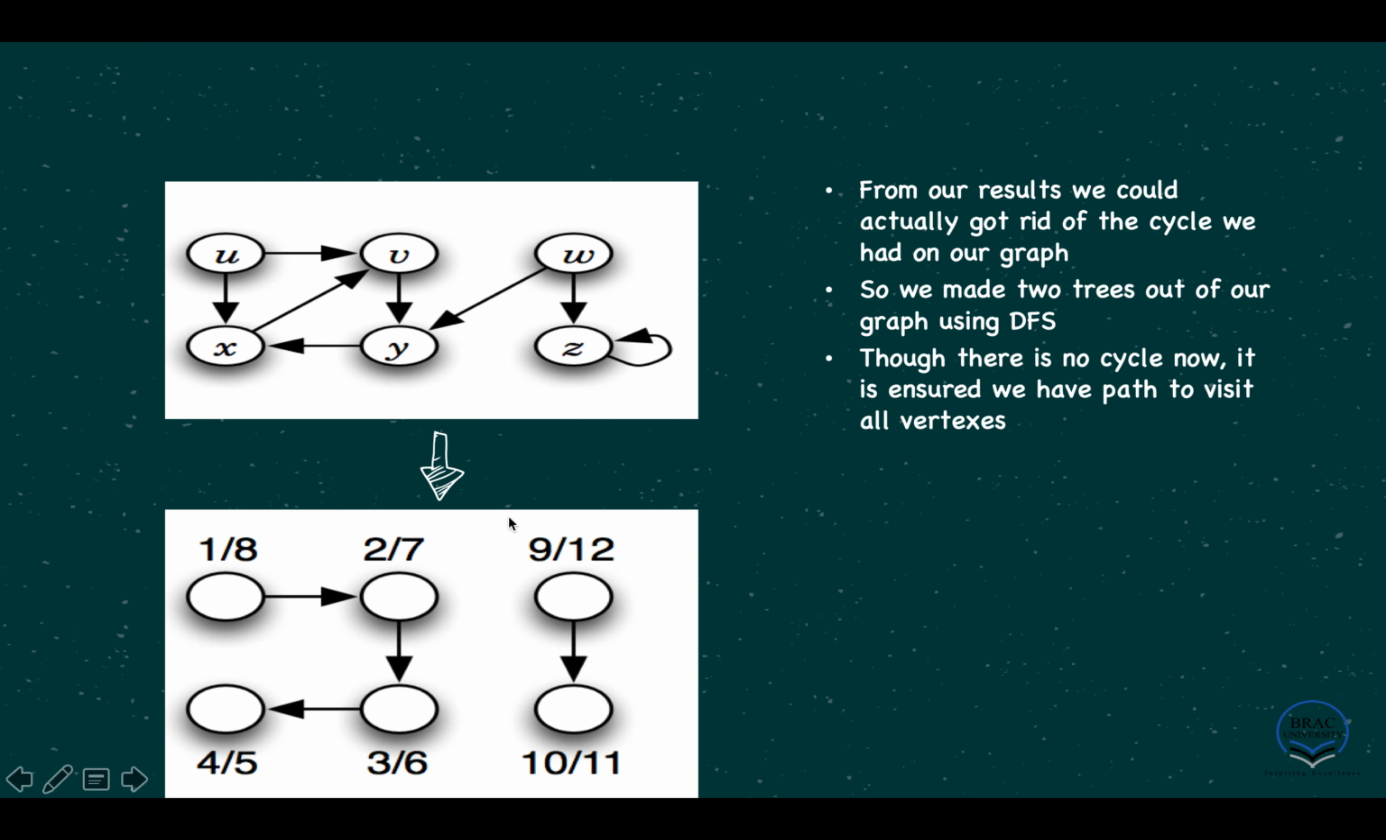Let's see with the image. So we don't have a cycle in here. We had cycles in here. This was a cycle in our graph, so we got rid of the cycle, but it is still ensured that we can go from here to here, here, and here. There is a path to visit all the vertices, right? So we got rid of our cycle, and we still have a path to traverse all the vertices of our graph.